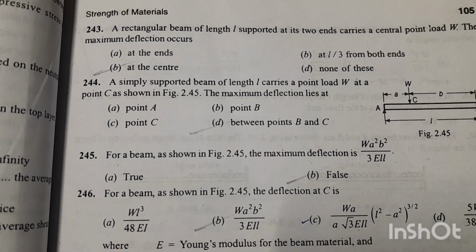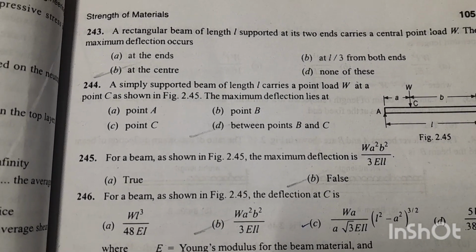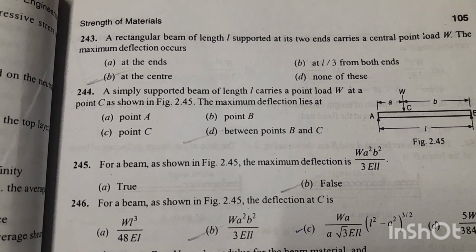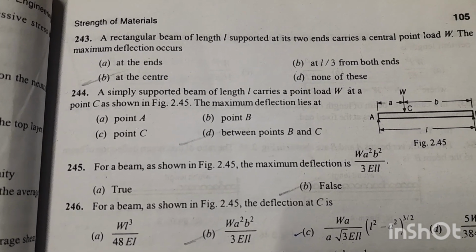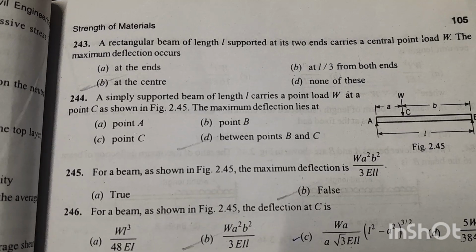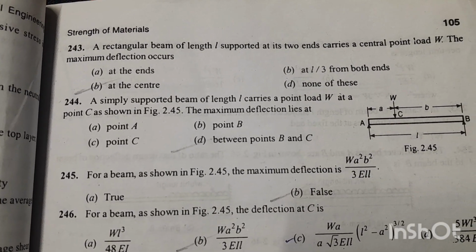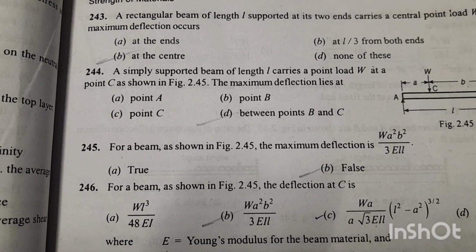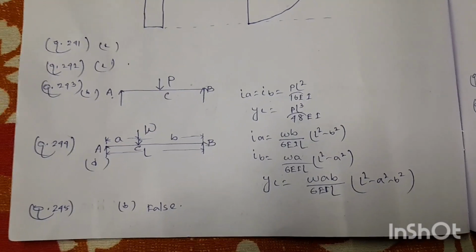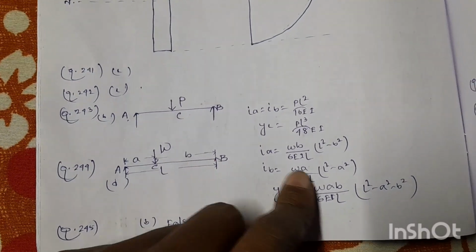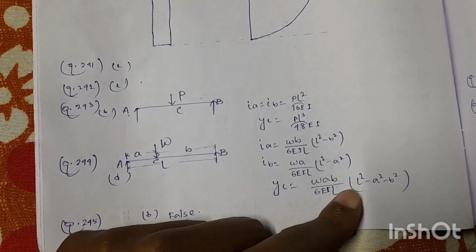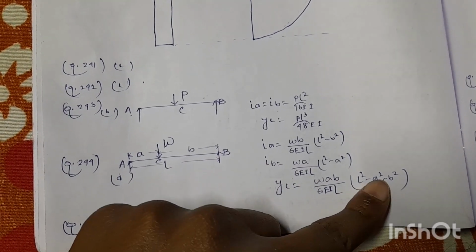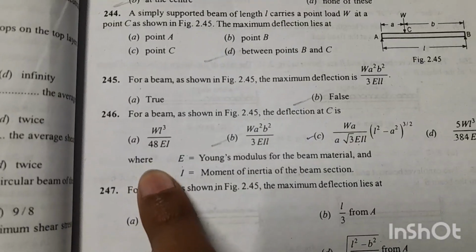Next question 245. For a beam as shown in the figure 2.45, the maximum deflection is W a square b square by 3 E I L. Option B is the right answer. False, because we calculated the maximum deflection will be W a b divided by 6 E I L within bracket L square minus a square minus b square.